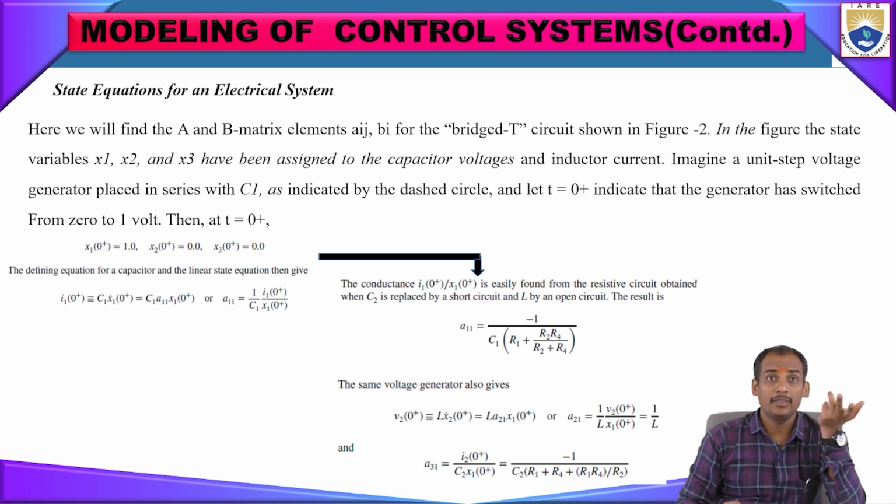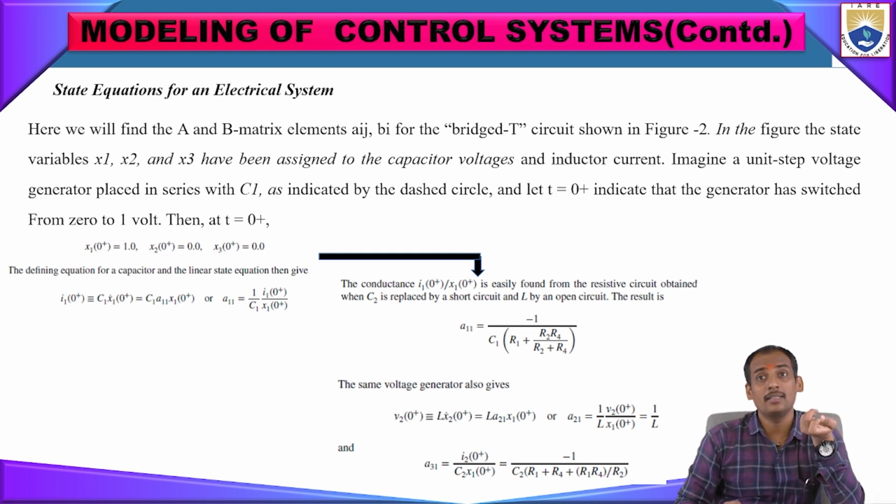For a capacitor, during charging, I1 at 0 plus seconds will be equal to C1, the capacitance, times x1 dot of 0 plus, which equals C1 A11 x1 plus C A1 x1 of 0 plus. So A1 we will get as I of 0 plus by C1 x1 of 0 plus. That will be reduced, generally, at 0 plus seconds, to the total capacitance.